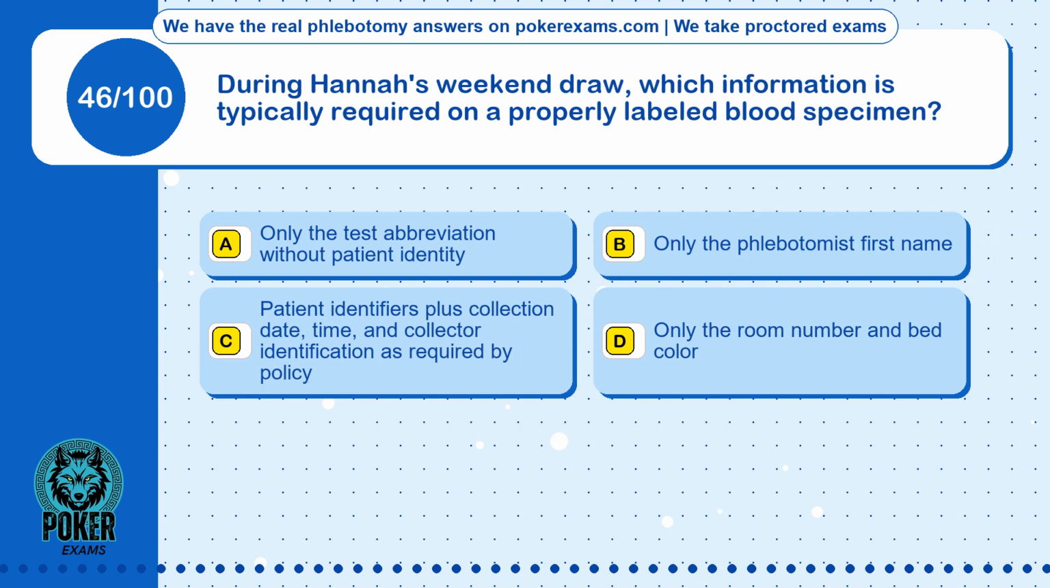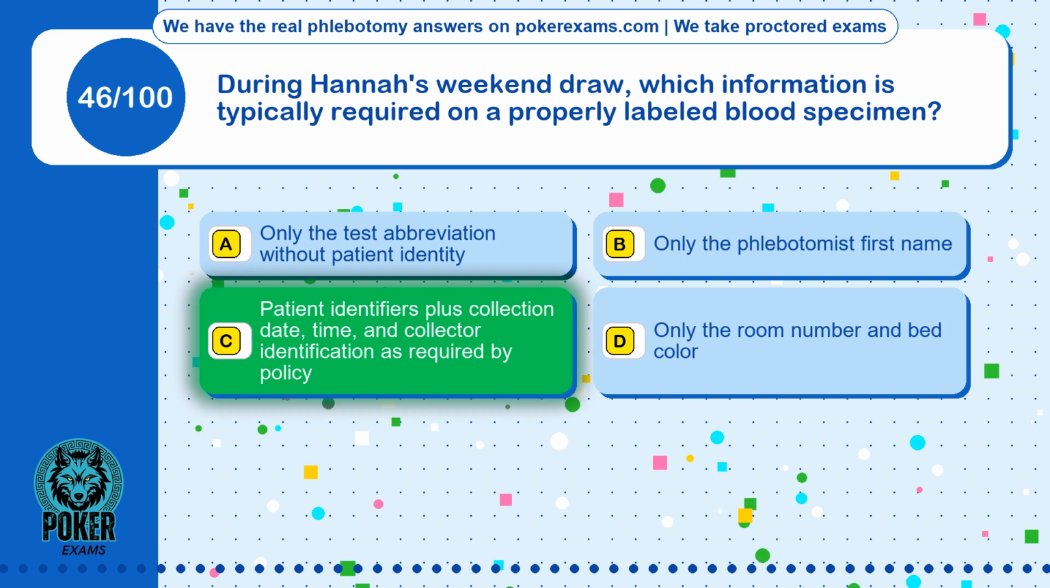Question 46. During Hannah's weekend draw, which information is typically required on a properly labeled blood specimen? Option A. Only the test abbreviation without patient identity. Option B. Only the phlebotomist first name. Option C. Patient identifiers plus collection date, time, and collector identification as required by policy. Option D. Only the room number and bed color.